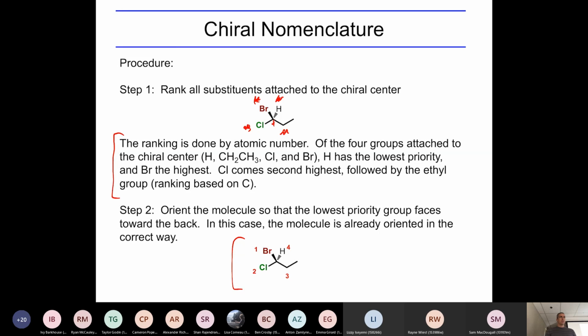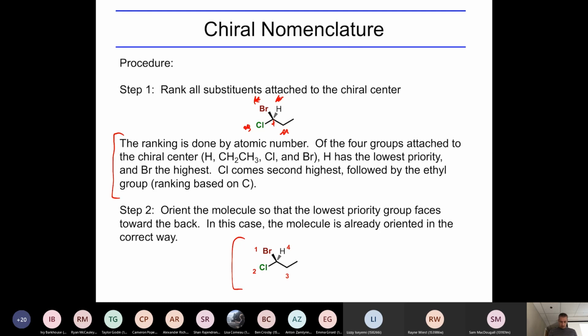After you rank them, the next thing you need to do is orient the molecule so that the lowest priority group is pointing back. And the other three things are either in the plane or pointing towards the front. So you can see in this instance, the bromine, chlorine, and carbon are all either forwards or in the plane. The hydrogen is pointing back. This is the correct orientation to take the next step.